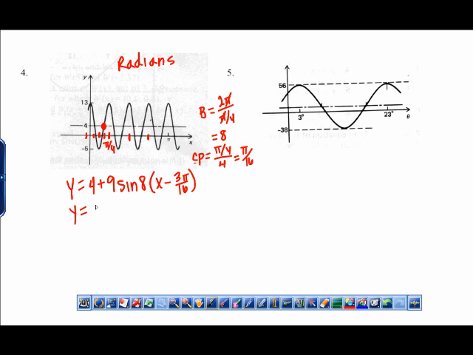Cosine's usually a little bit easier. 4 plus 9 cosine, still an 8 here. The reason cosine's easier is because there's no horizontal shift at all, and so you just write x, and you're done.